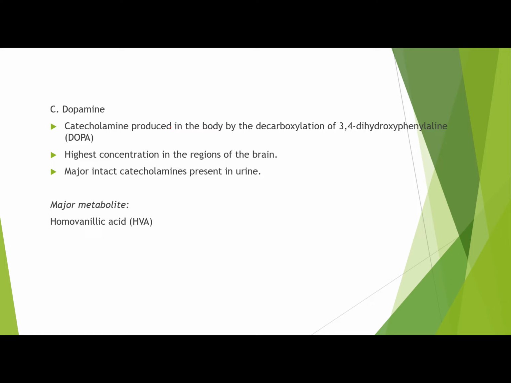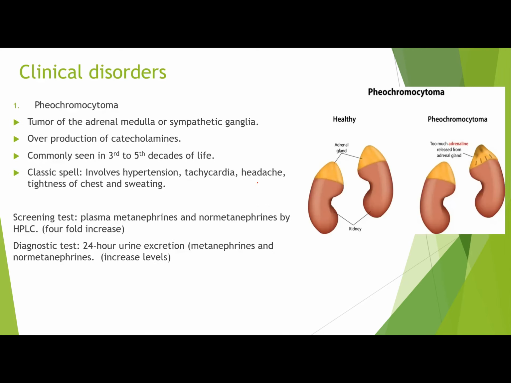Then we have your dopamine, class. A catecholamine produced in the body by the decarboxylation of 3,4-dihydroxyphenylalanine or the DOPA. Highest concentration in the regions of the brain. This is the major intact catecholamine present in urine. Major metabolite is again homovanillic acid naman. So homovanillic acid this time, class. Kanina di ba VMA? This time, homovanillic acid.